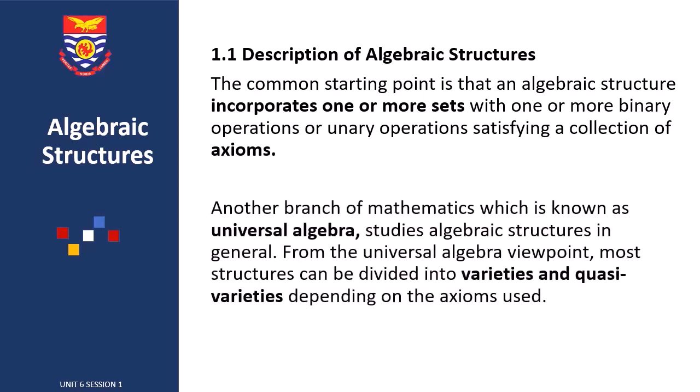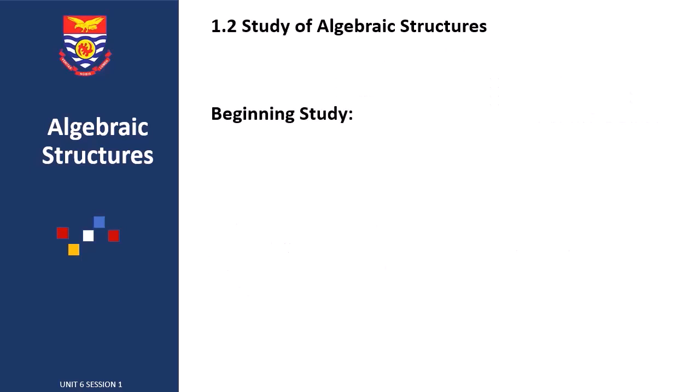Another branch of mathematics, which is known as universal algebra, studies algebraic structures in general. So from the universal algebra viewpoint, most structures can be divided into varieties and quasi-varieties depending on the axioms used. Good. So algebraic structures appear in most branches of mathematics, and students can encounter them in many different ways.